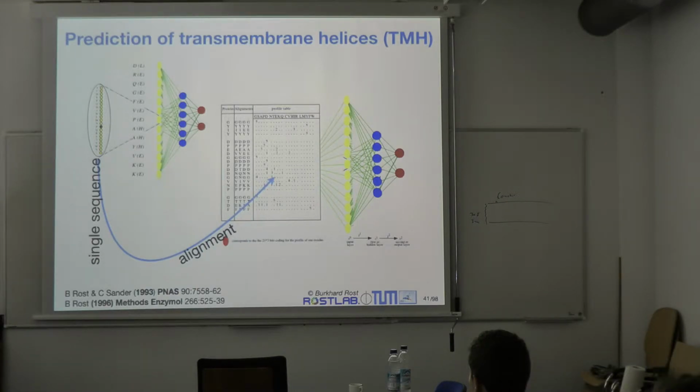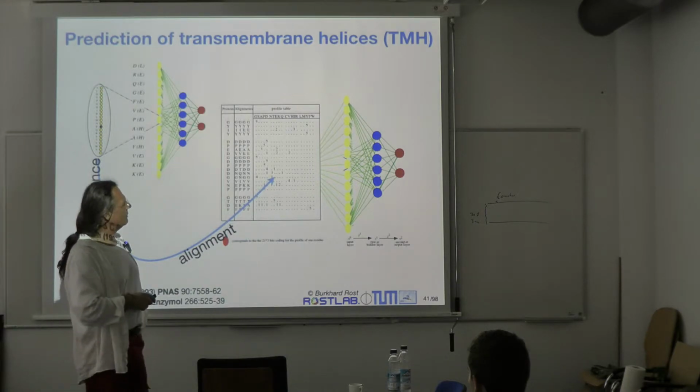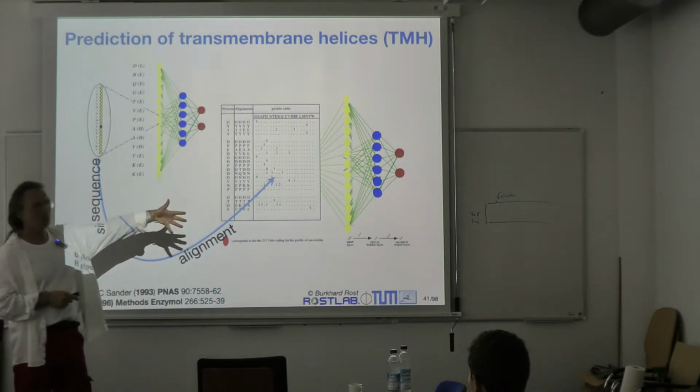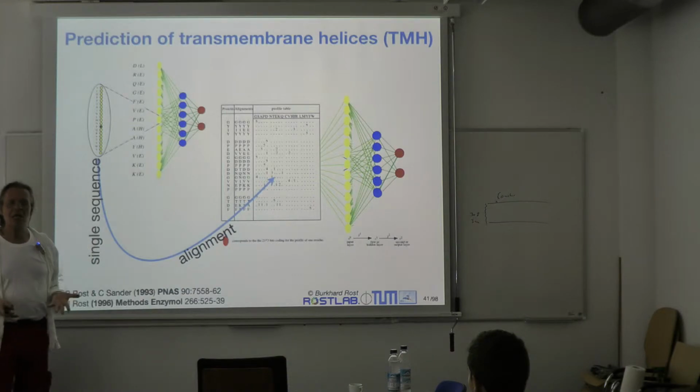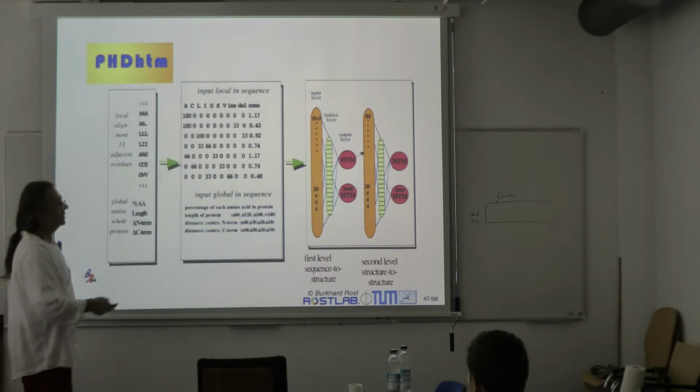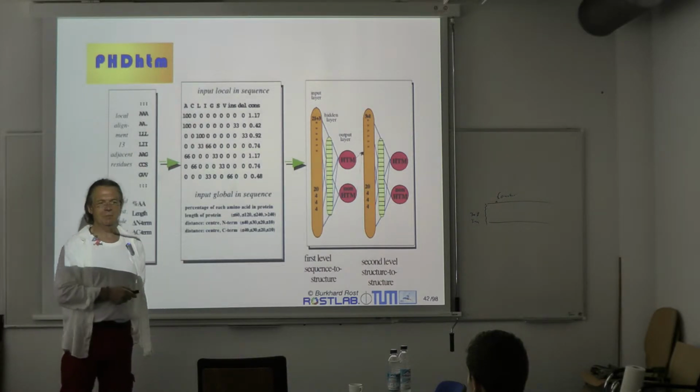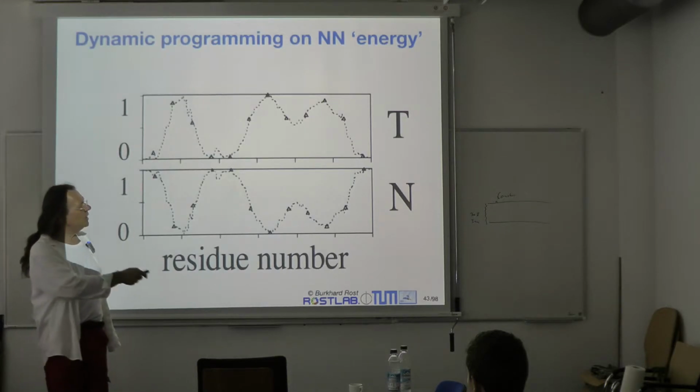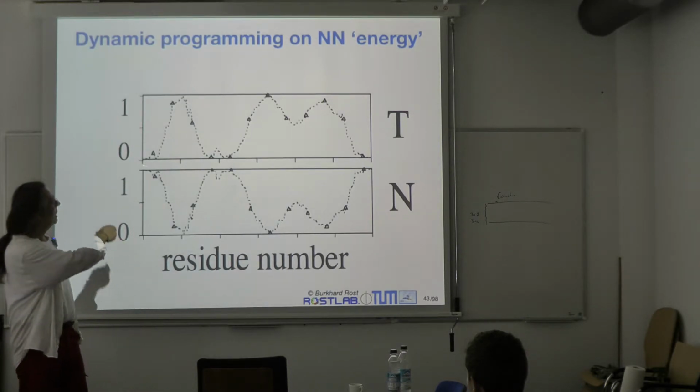Or you could do the same thing that we did before, using evolutionary information from alignments as input to some neural network, but this time train it on transmembrane proteins. So do everything the same way we did before, except now you have two output units: transmembrane, not transmembrane.